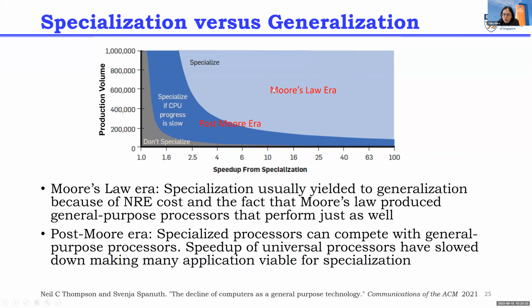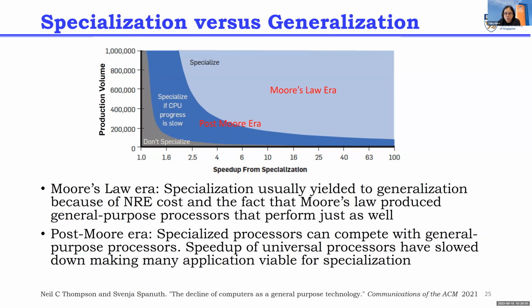curve. When we were in the Moore's law era, the general purpose processors were doing very well. So you cannot get much benefit from specialization. Either you need to really have a lot of parallelism, so the application has to have high speedup from specialization, or it has to have high production volume, in order for us to make a case for specialization. Whereas we are now in the post-Moore's law era, where the general purpose processors, as I showed you earlier, are not doing so well.